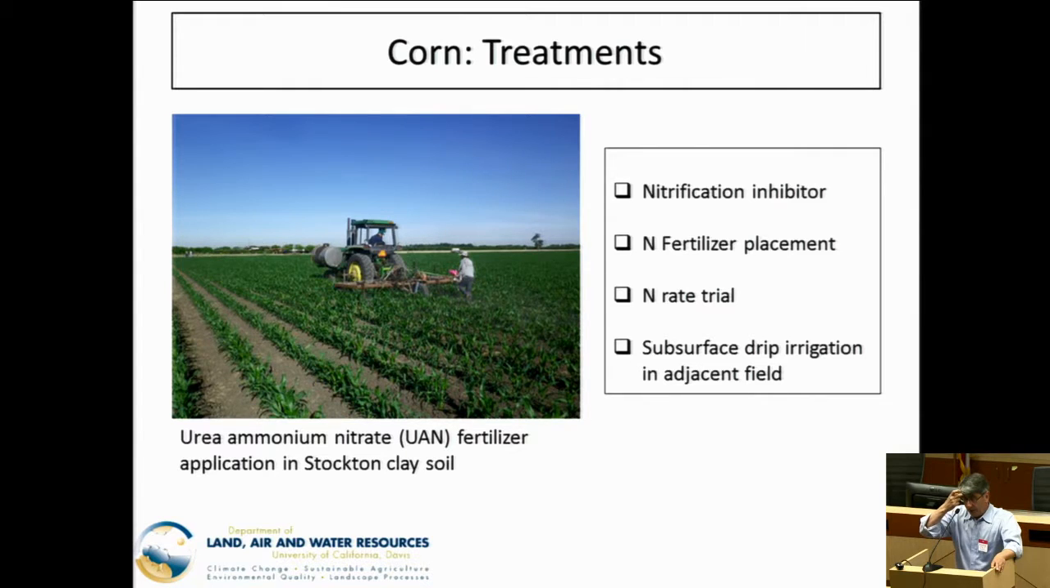So we then continued our experiments with nitrification inhibitors for 2 years in a commercial cornfield in the Stockton area. And there we also had other treatments. We had the N-rate trial, and we had 2 different fertilizer placements. And luckily, this grower also had a subsurface drip irrigated cornfield in both of the years. Even though it was not exactly part of the same experimental setup, that field was in the same soil type, on the same farm, grown at the same time, and it was right adjacent. So I think the comparison is still a valid comparison.